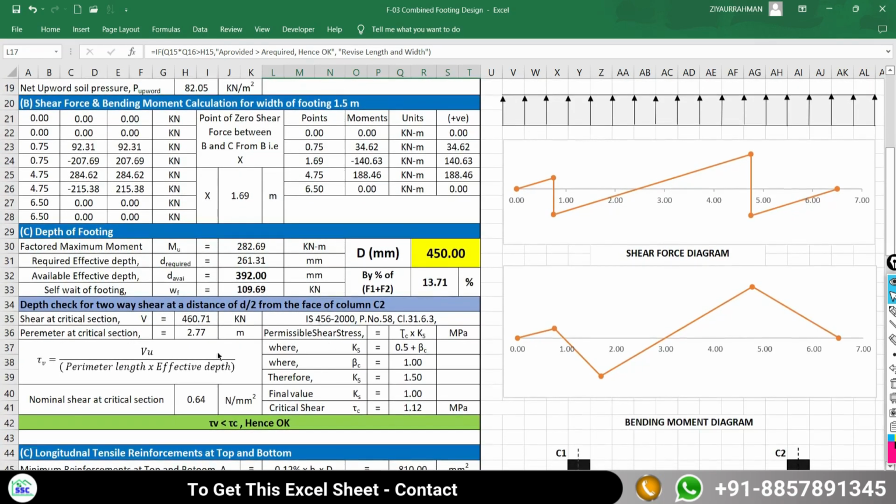Thereafter we have to perform the punching shear check. So the sheet will do that, and it is showing that the nominal shear is less than the critical shear, hence our punching check is safe. It means the provided depth is safe in punching shear.